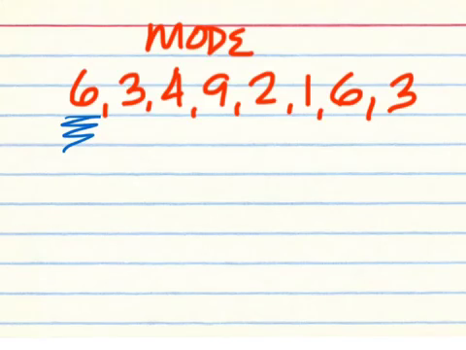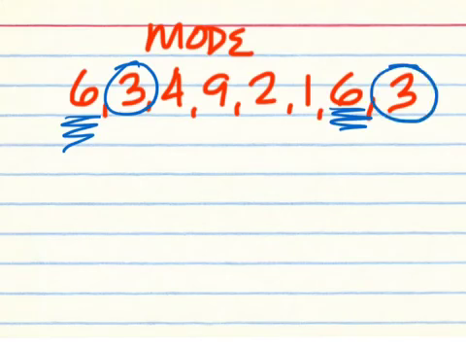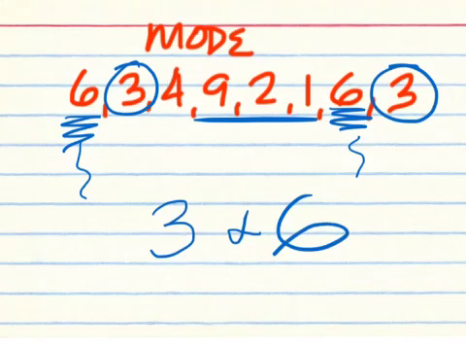Here we have a 6 and a 6, shows up twice. We have 3 and 3, that shows up twice. Everything else shows up once. If you have 2 numbers that show up the most number of times, then both of those numbers will be the mode. That would be a bimodal list of numbers. So you have a 6 and a 3. They show up the most number of times. So 3 and 6 would both be the mode for that list.